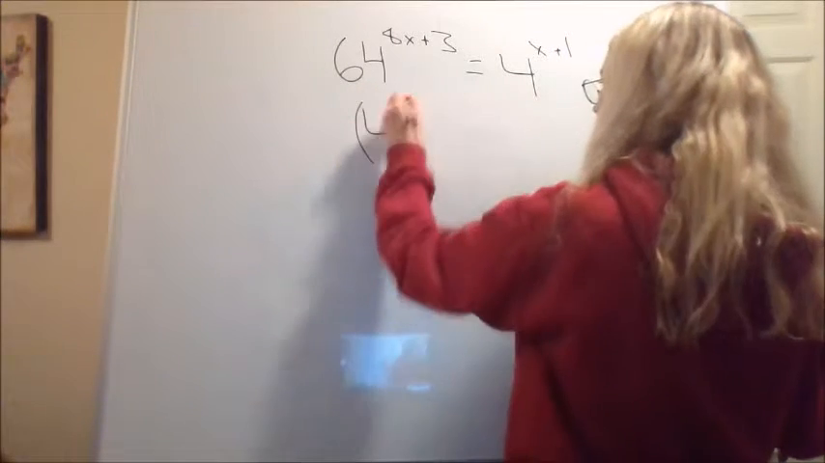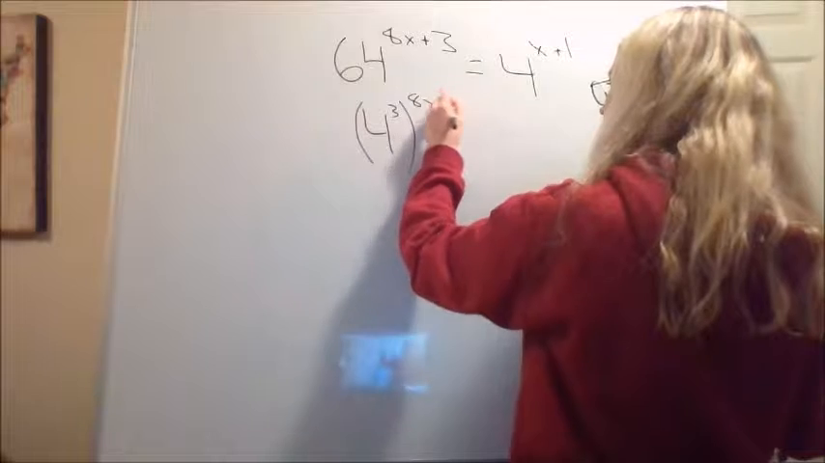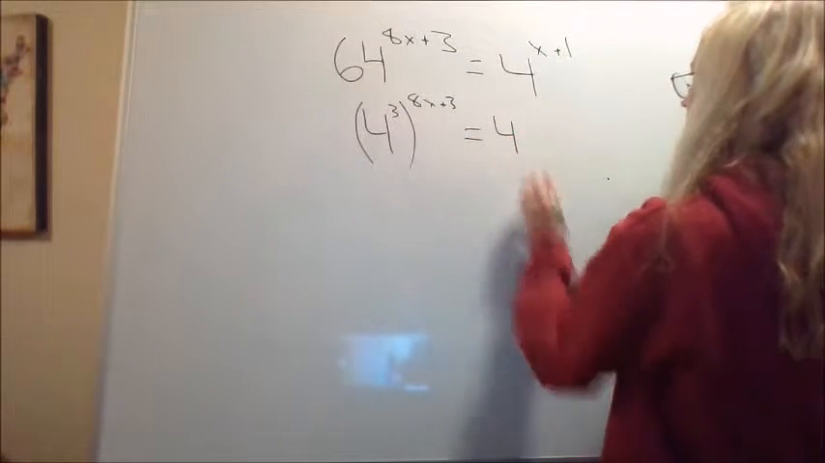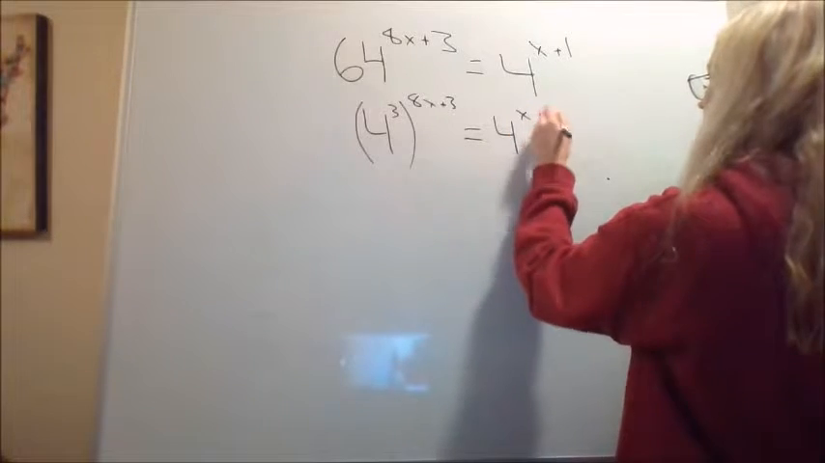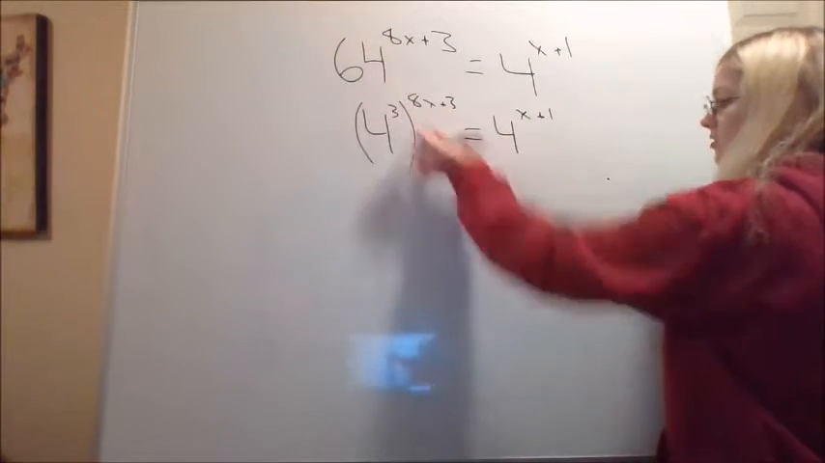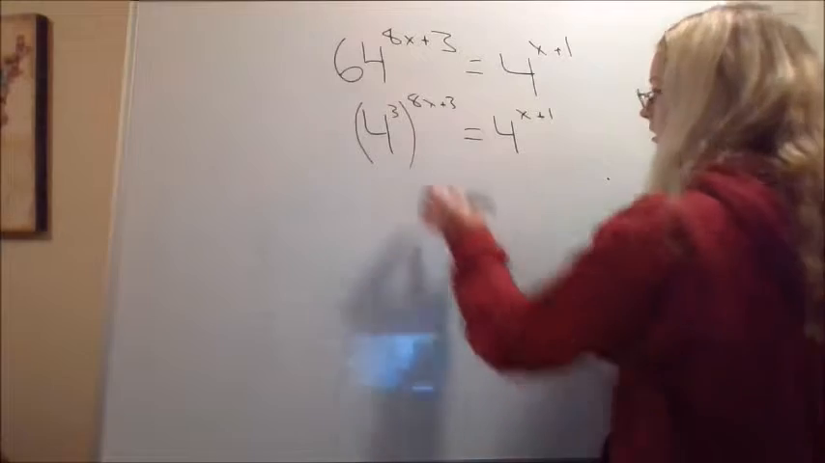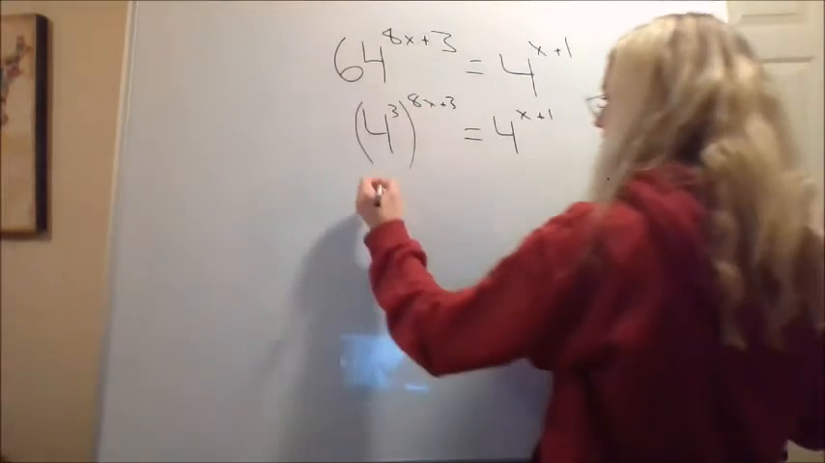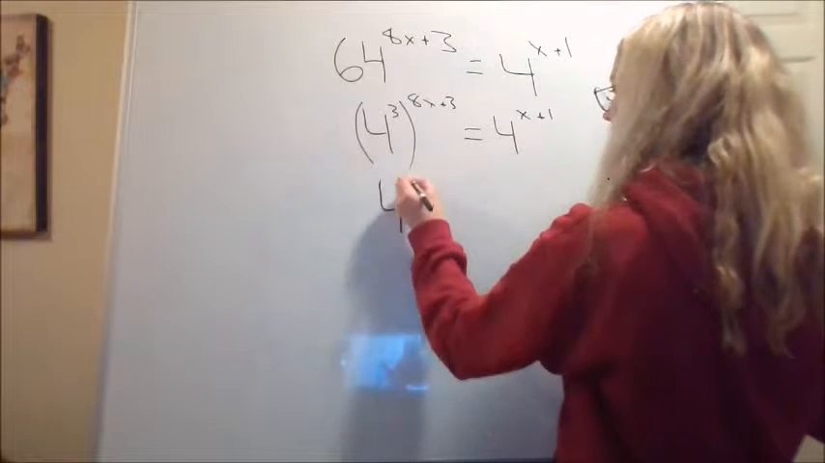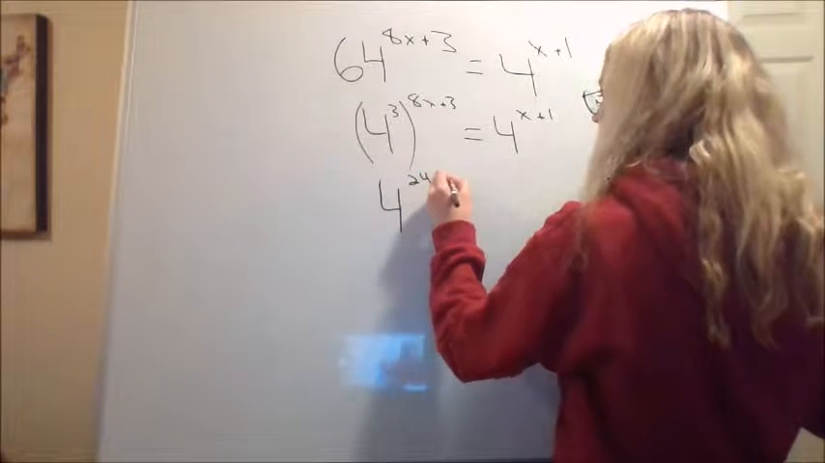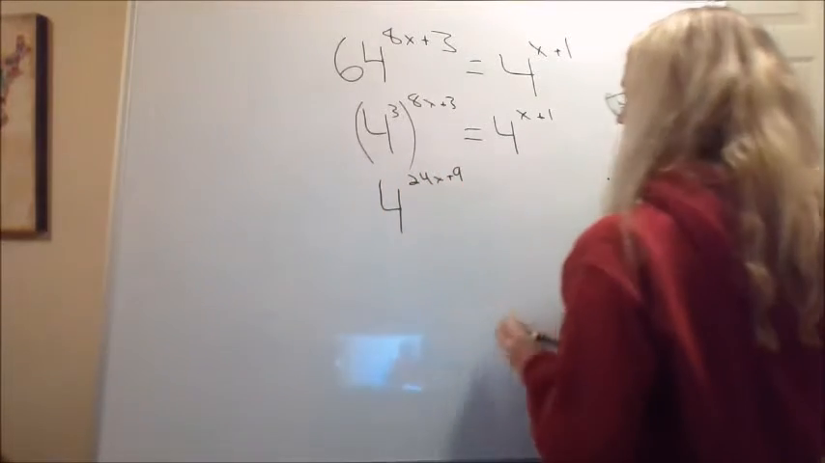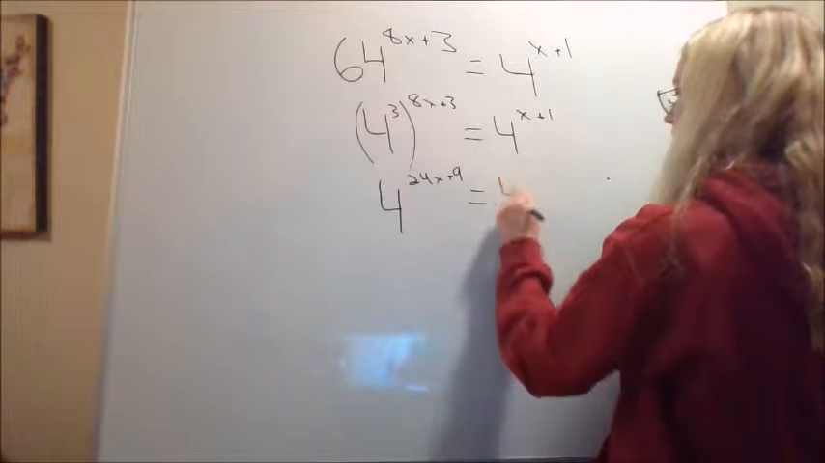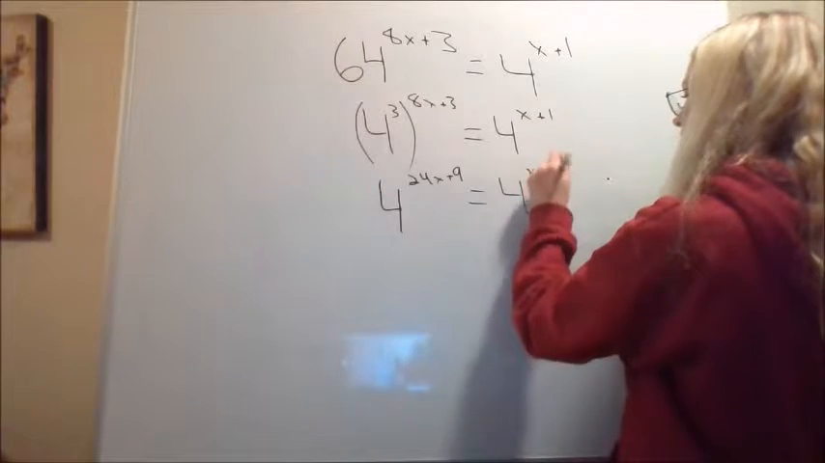And of course we'd keep our 8x plus 3 up here as well as an exponent. It's equal to 4 to the x plus 1 power. And so we know because of our properties of exponents that we can multiply the 3 and the 8x plus 3 together to get 4 to the 24x plus 9 power. So I've just multiplied these two together, and that is equal to 4 to the x plus 1 power.